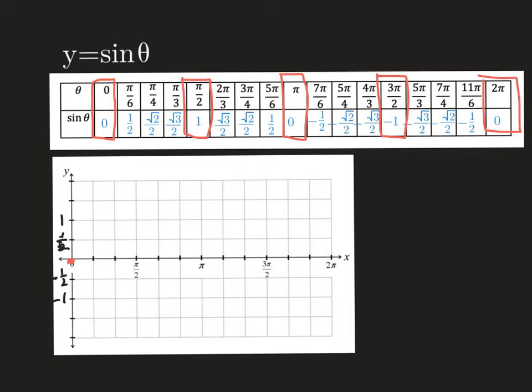I was graphing in red. Pi over 2 is going to be 1. Pi is going to be 0. 3 pi over 2 is going to be negative 1. 2 pi is going to be 0. And if I were to continue, I would repeat those patterns again. Now, do I need to graph these other points in here? No, I don't need to once I'm used to what I'm graphing. But let's look at how they help shape what my graph should look like.